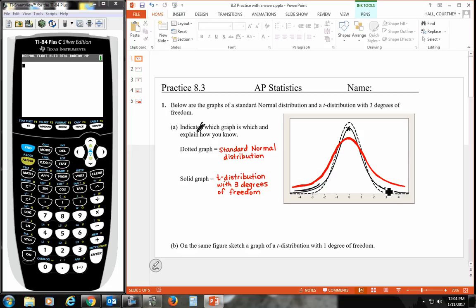For part B, it says on the same figure, sketch a graph of a t-distribution with only 1 degree of freedom. So when you're going from 3 degrees of freedom for the solid graph to 1 degree of freedom, you're going to see that your peak is going to be lower. You're getting away from the normal curve, and your tail is going to be higher than both the normal curve and the t-distribution with 3 degrees of freedom, since your degrees of freedom is getting less.